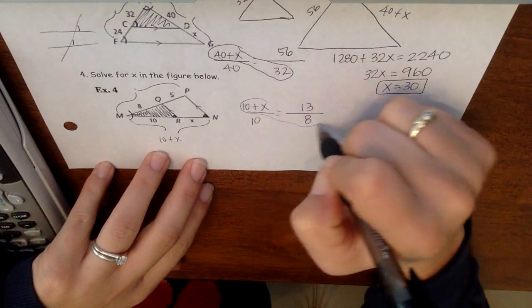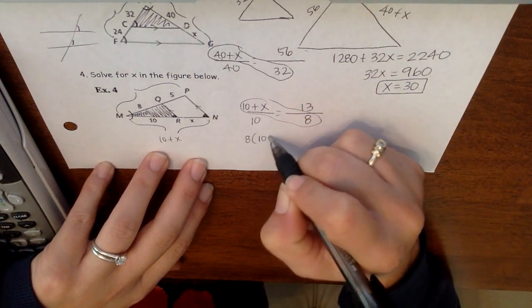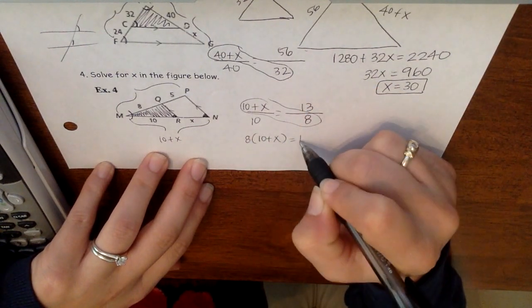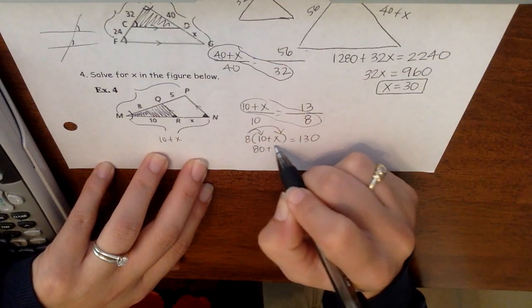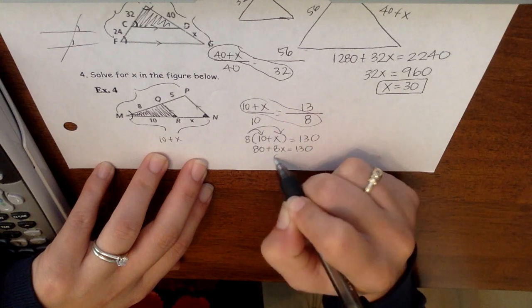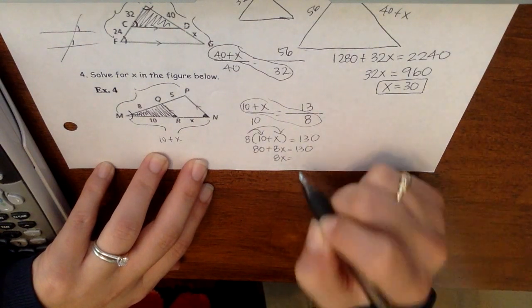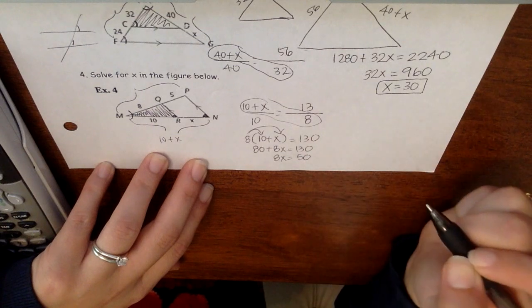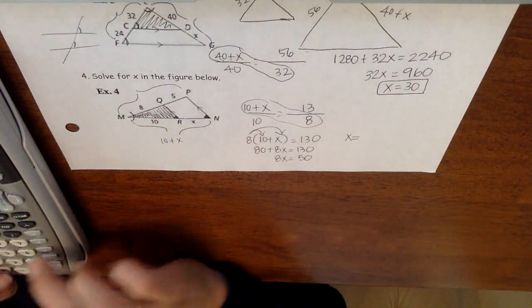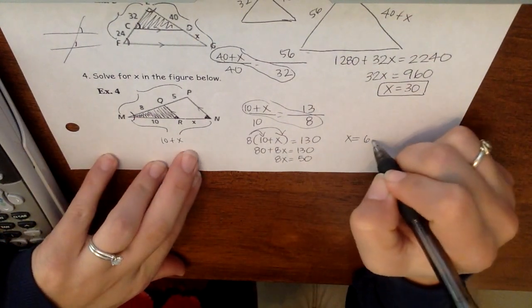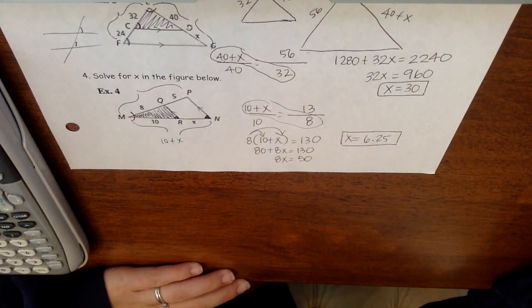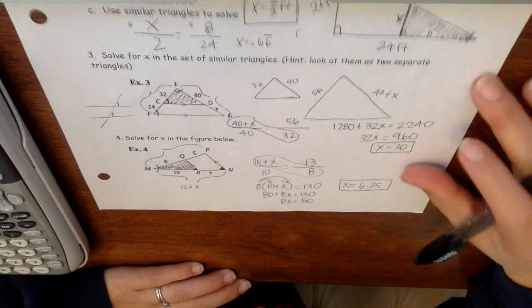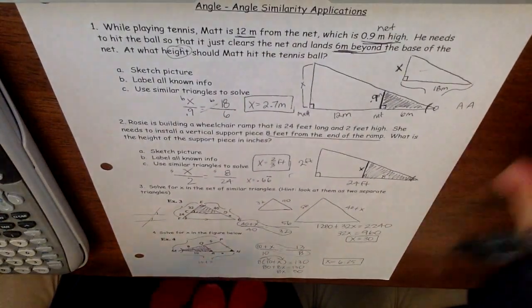I'm going to cross multiply, and remember I'll show you this time that you have to distribute. 80 plus 8x equals 130. 8x equals 50. And then 50 divided by 8 is 6.25. And that's okay to have a decimal. All right. So that is the front of your application notes. Now try some of the problems on the back.